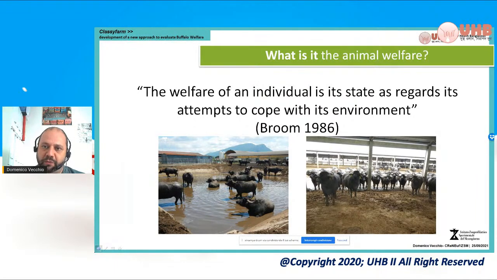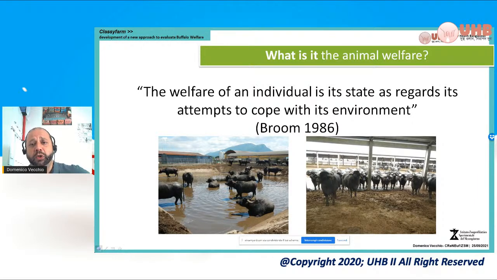After this image of the buffalo breeding system, we ask: what is animal welfare? Many definitions are proposed to define the concept of welfare, which must include the emotive aspect and not only the healthy aspect of the animal. I think this definition is the most accurate and synthetic. Welfare is expressed by the adaptation capability of the animal to the environment in which it lives. This affirmation is very important because the welfare definition includes two elements, animal and environment, and expresses the level of welfare by the type of relationship between them.